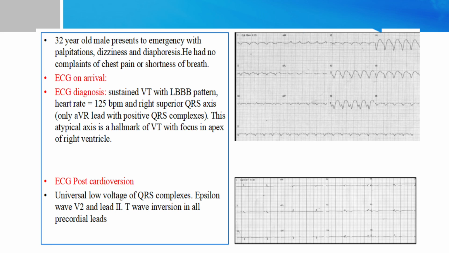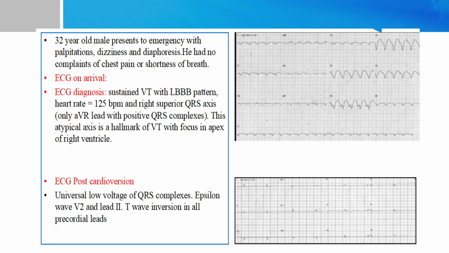This is the ECG of a 32-year-old male who presented to emergency with palpitation, dizziness, and diaphoresis. Diaphoresis is excessive sweating. He had no complaints of chest pain or shortness of breath. The ECG on arrival showed sustained VT with left bundle branch block pattern. Heart rate was approximately 120 beats per minute with a right superior QRS axis. Only aVR lead had positive QRS complexes, and this atypical axis is a hallmark of VT with focus in the apex of the right ventricle.